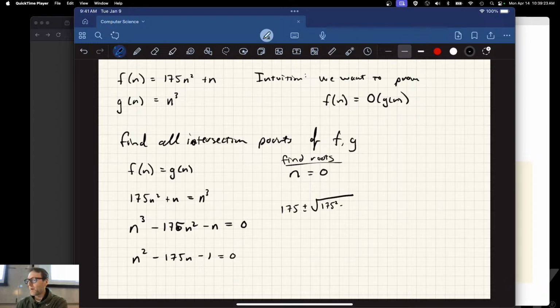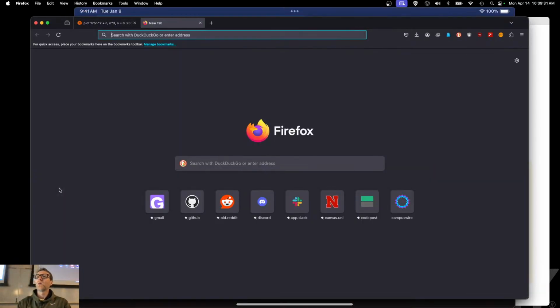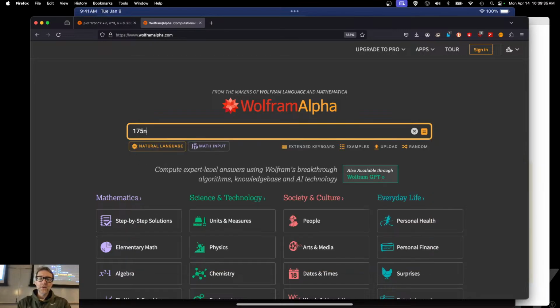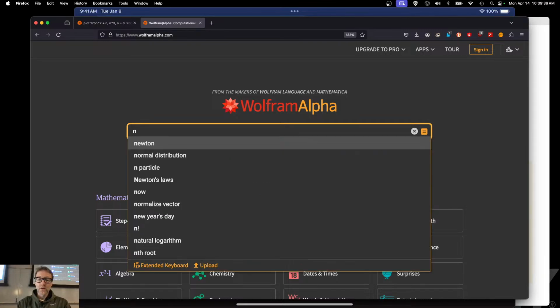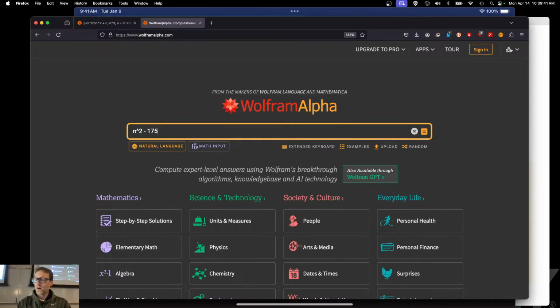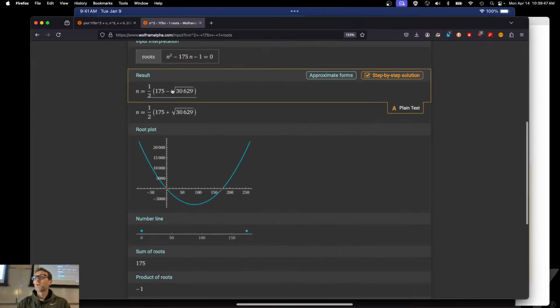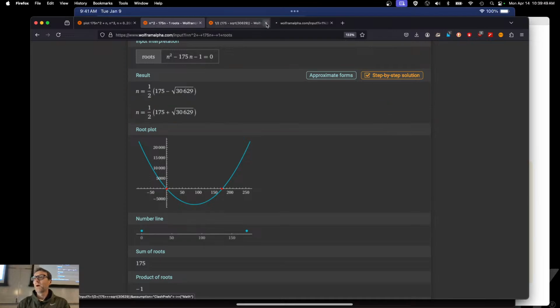4ac would be plus 4, right? All over 2a, which is 2, right? I don't want to do that, so I'm just going to go over here to Wolfram Alpha and ask it to do it for me. n squared minus 175 n minus 1, roots. Right? Give me the roots of that. So there are the 2 roots. There's a plus root, minus root.